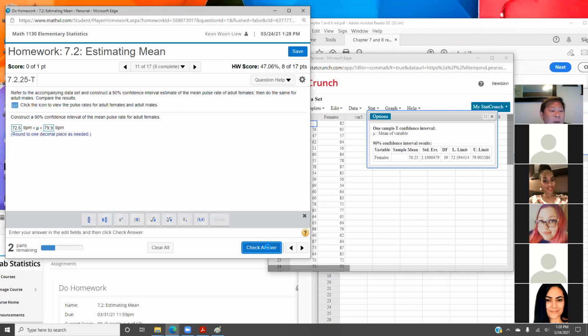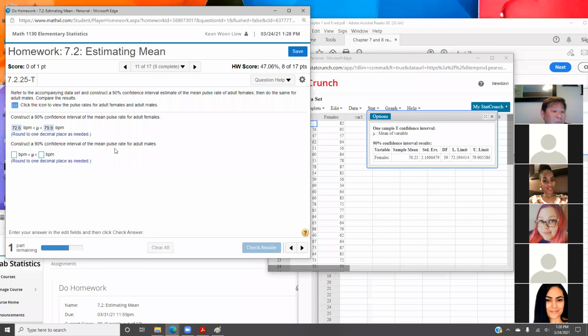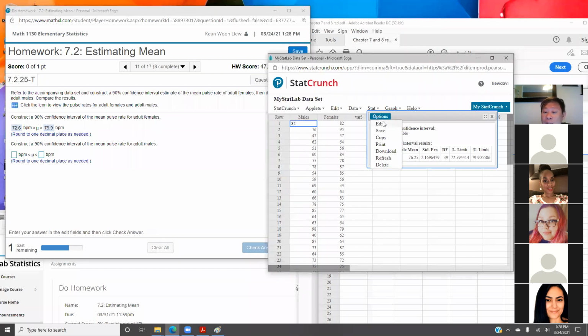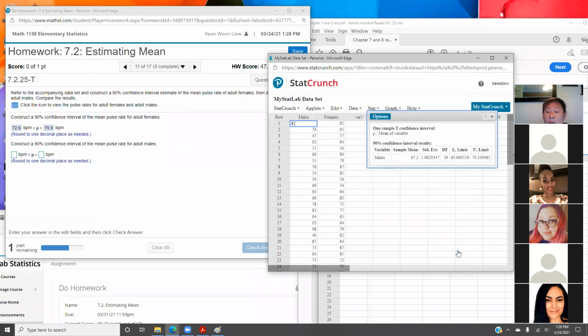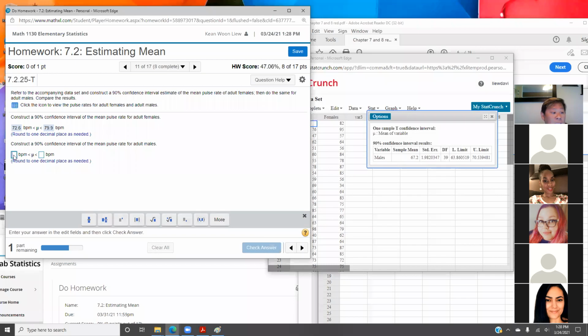The next one they ask for is male. How you do this is go back to your options, go to edit, deselect, and select your males. Just click male, so it automatically puts on male. You're also asking for 90%, so this is good. The male one is 63.9 to 70.5.